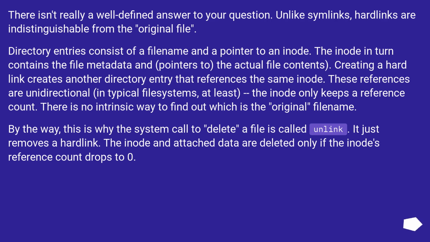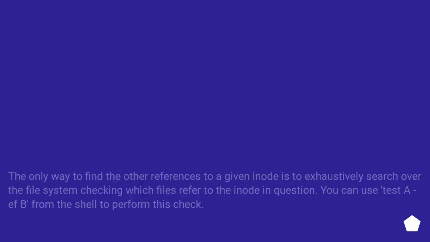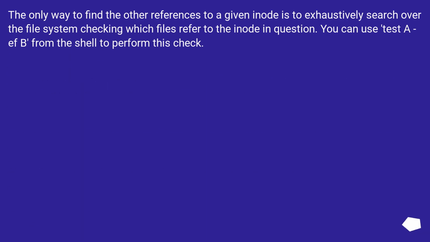By the way, this is why the system call to delete a file is called unlink. It just removes a hard link. The inode and attached data are deleted only if the inode's reference count drops to 0. The only way to find the other references to a given inode is to exhaustively search over the file system, checking which files refer to the inode in question. You can use test -ef from the shell to perform this check.